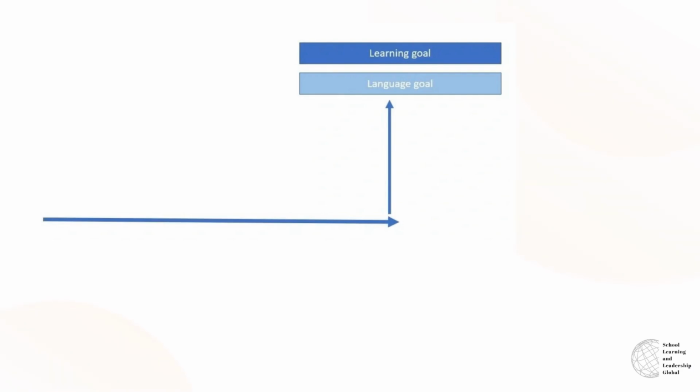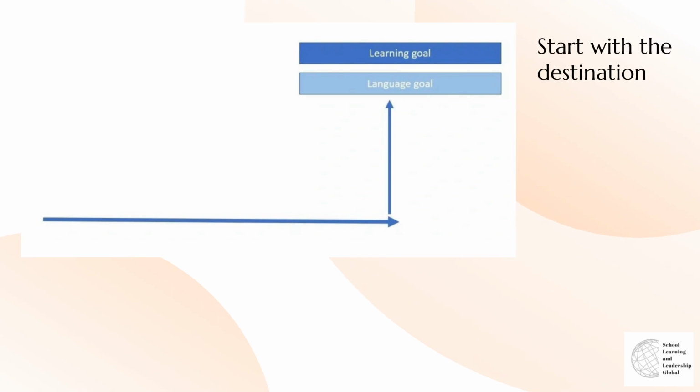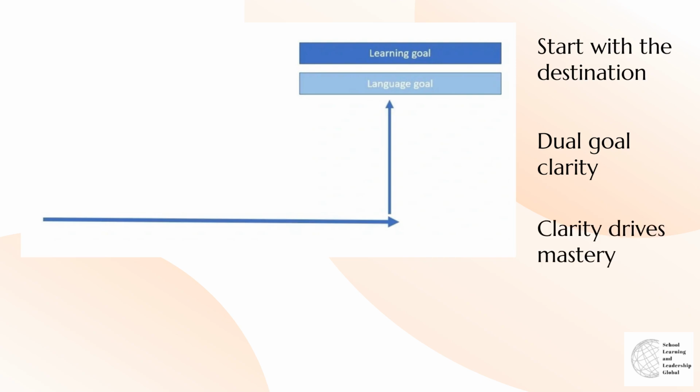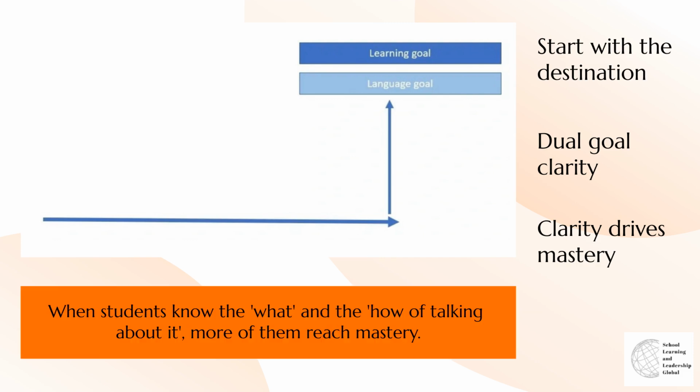Think of planning like setting a GPS. Before it can guide the route, you've got to enter the destination. In this model, the destination is a clear learning goal paired with a language goal. Together, they keep teaching and assessment focused on what matters most. The learning goal tells students the big idea and why it's worth their effort. The language goal spotlights the words, structures, and discourse they'll need to master the new learning. Write both in student-friendly language so learners can see what success looks like and feel confident getting there. When students know the what and the how of talking about it, more of them reach mastery.